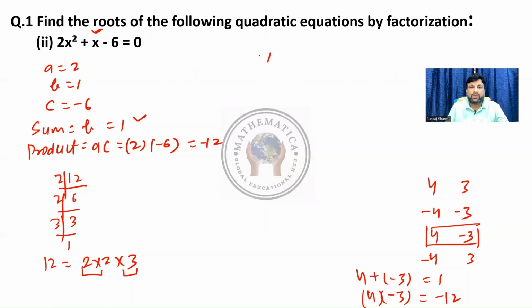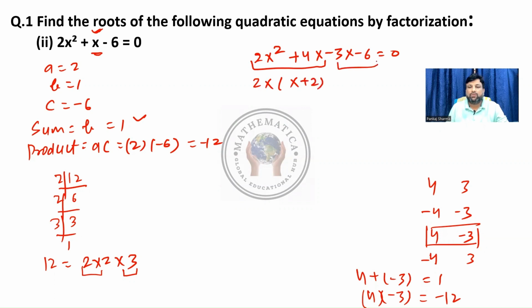So for 2x square, the middle term x we can split as plus 4x minus 3x minus 6 is equal to 0. Now between the first two terms we can take 2x common, so it will become x plus 2. Between the other two terms we can take -3 common, so it will become x plus 2 is equal to 0. Always keep in mind these two factors should be the same. If we are not getting the same factors, it means something is wrong. Here x plus 2, and here it will come x plus 2.